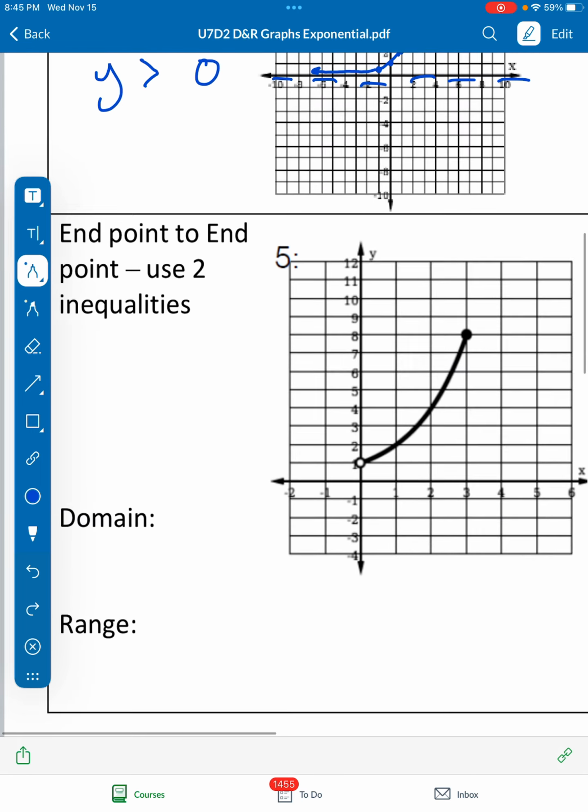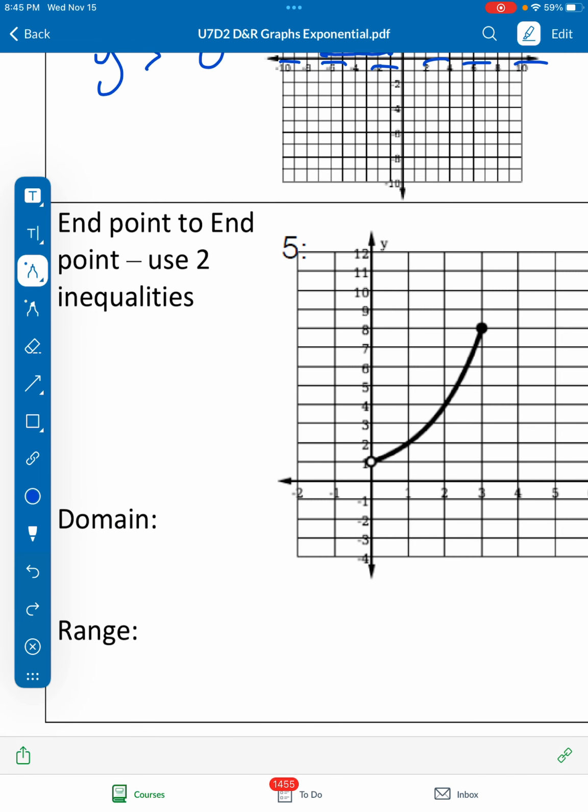So let's talk about how to figure that out real quick. Again, domain's left to right. So how far left does it go? Well, it goes to 0, right? So it starts at 0. How far right does it go? Well, it goes to 3. We put an x in the middle. We put some less than signs in. And then we just figure out that this one gets an or equal to because that is closed. And this one stays without an or equal to sign because it's an open dot.